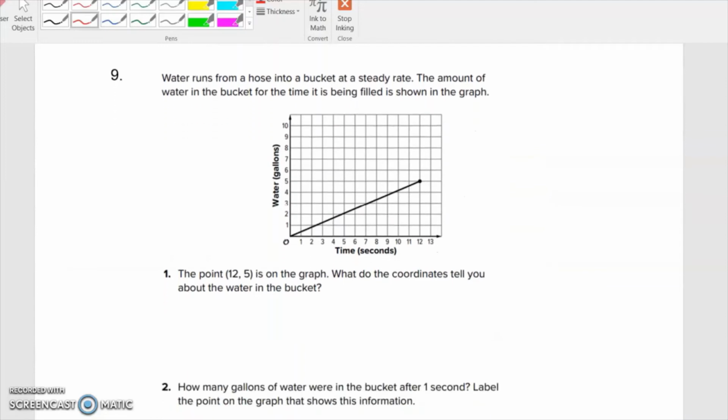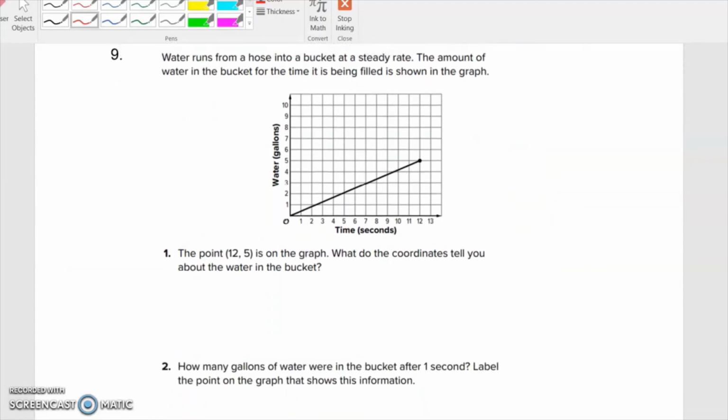Says that water runs from a hose into a bucket at a steady rate. The amount of water in the bucket for the time it is being filled is shown on the graph. Okay, so we have time going on here, and we have water in gallons on my y-axis. So this is my y-axis, just a reminder, and this is my x-axis. It says the point (12, 5) is on the graph. So over 12, up 5. Remember, your first coordinate is your x, and your second coordinate is your y. That's always x comma y.